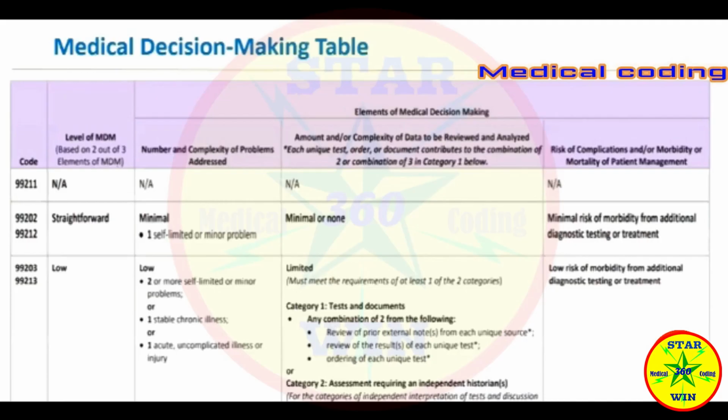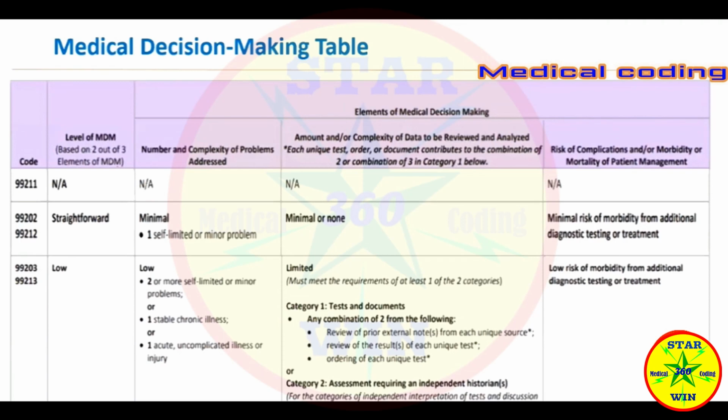This is a new MDM table which we are going to use in 2021 only for the office visits. Okay, so this is the 3-column table. This is column 1, this is column 2, and this is column 3, which is further divided into 3 subcategories. Column 1 is nothing but code of level of service. Column 2 is nothing but level of MDM.